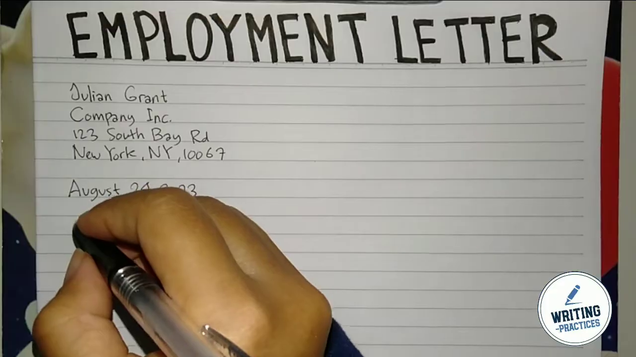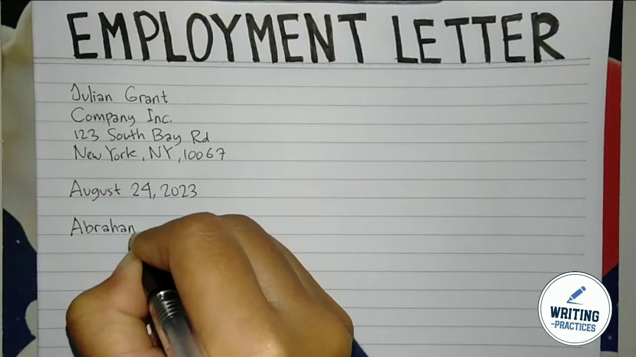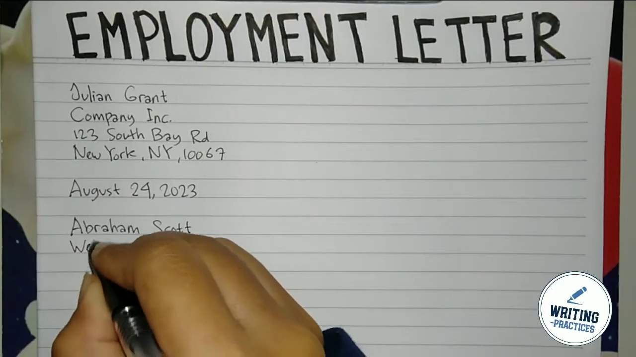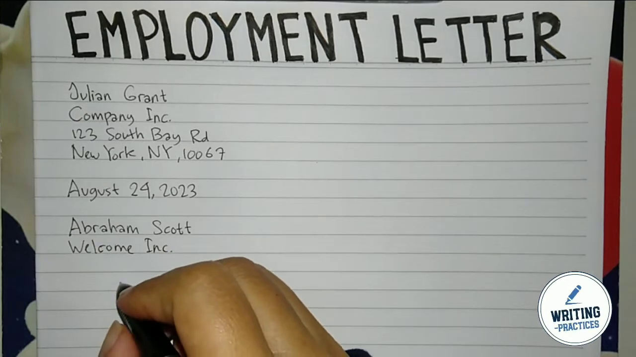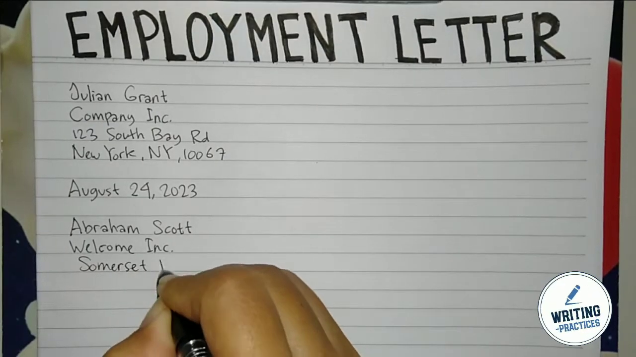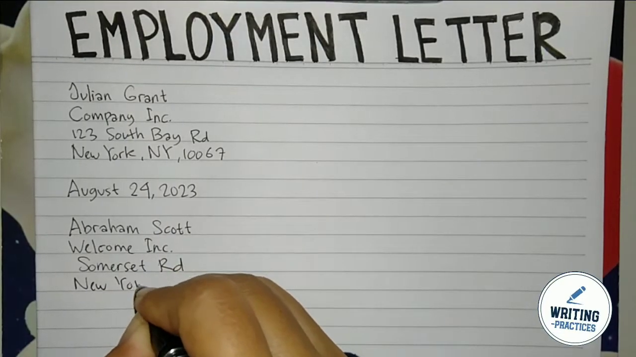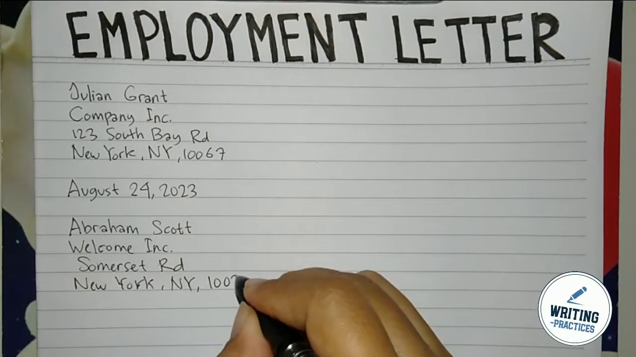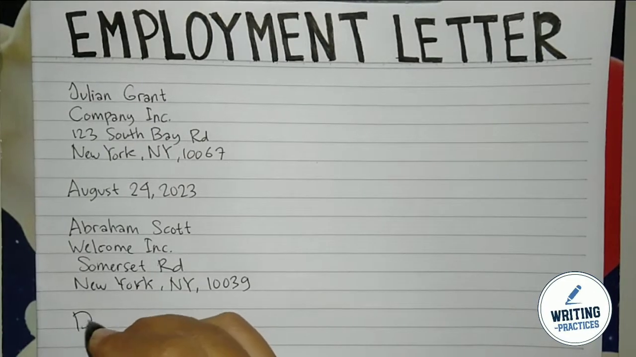For the next, write the information about the recipient of this letter. Write the full name. Under it, write the company or organization name. And write the address of the company or organization. Don't forget to mention the number, street name, city, state, and zip code. And you can open the letter with salutation like Dear Mr., Ms., or Mrs., followed by the last name of the recipient.